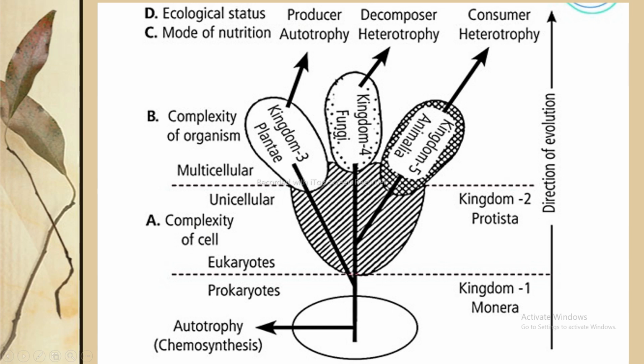Third is the kingdom Plantae. Kingdom Plantae includes multicellular organisms, and their mode of nutrition is autotrophy and ecological status is producer. Next is the kingdom Fungi. Kingdom Fungi includes multicellular organisms, and their mode of nutrition is heterotrophy and ecological status is decomposer. Next is the fifth kingdom, kingdom Animalia. It includes multicellular organisms. Their mode of nutrition is heterotrophy and ecological status is consumer. So all this is shown in this figure.